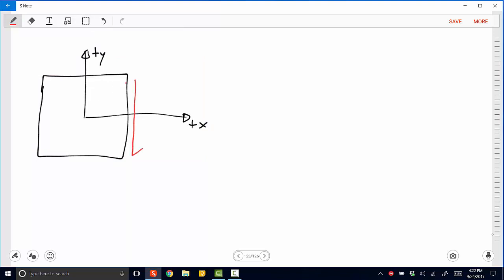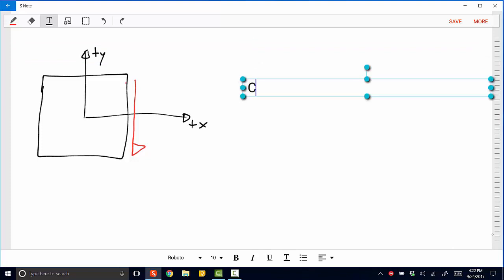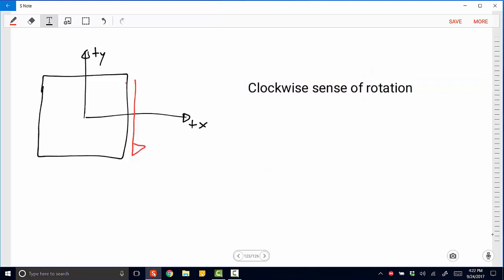Say we have shear stress that goes down on our positive x-axis. Well, this shear stress, if we only have that arrow on this one edge, has a tendency to cause what type of rotation? It's going to cause a clockwise sense of rotation, right? So let's note that. Sense of rotation.